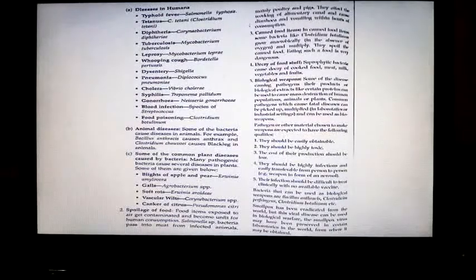Pathogens or other material chosen to make bioweapons are expected to have the following qualities. They should be easily obtainable, available everywhere. They should be highly toxic. The cost of their production should be low. They should be highly infectious and easily transferable from person to person. Weapon in the form of an aerosol. Aerosol means the droplets found in the air. Their infection should be difficult to treat clinically with no available vaccine. Now you come to know which is the biological weapon or bioweapon. Yes, you are right. The COVID-19.